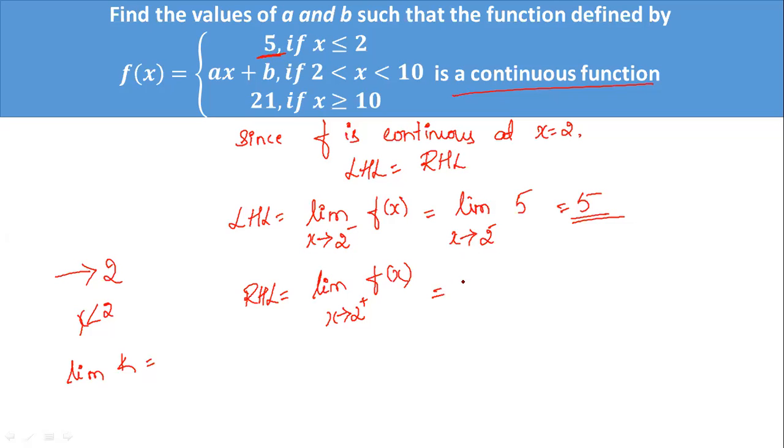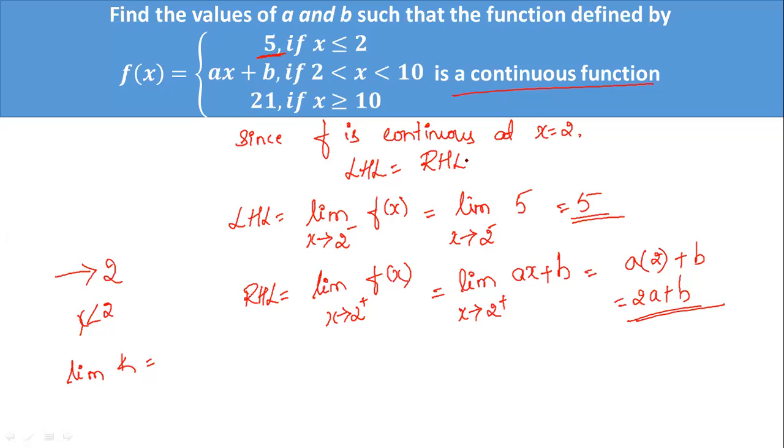So with the second definition, the limit of ax plus b as x tends to 2 from the right is approximately equal to, in place of x, I have to put 2. So it becomes a into 2 plus b, or 2a plus b. In place of x you have to put 2. So the right hand limit is 2a plus b.